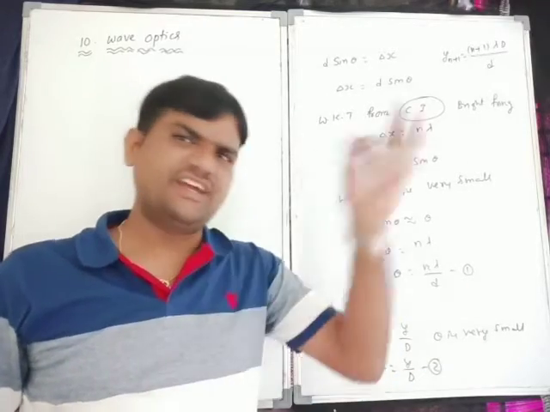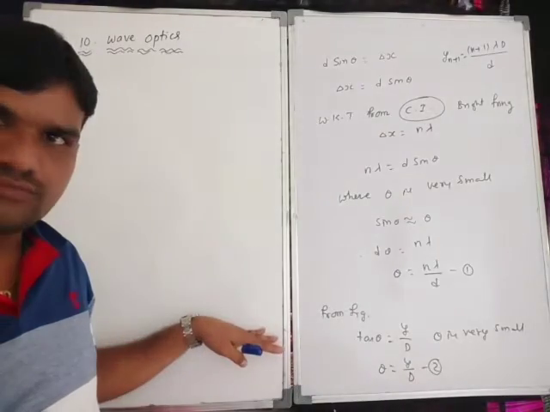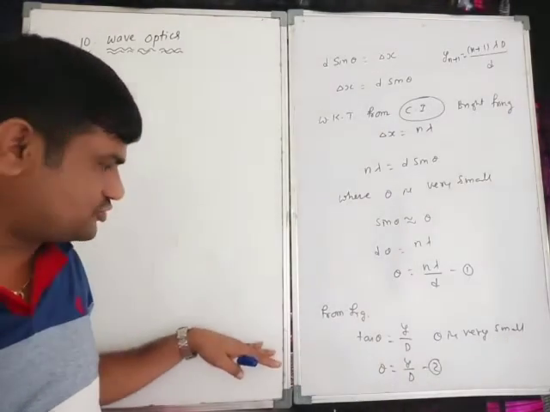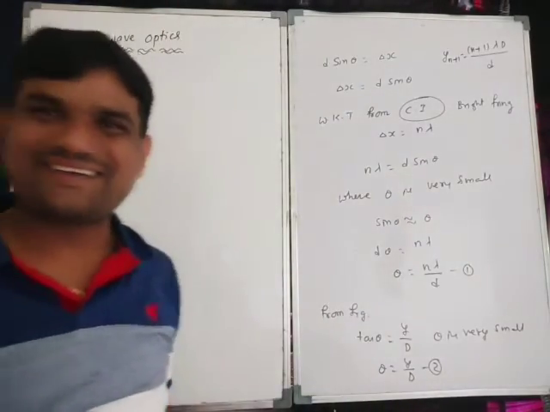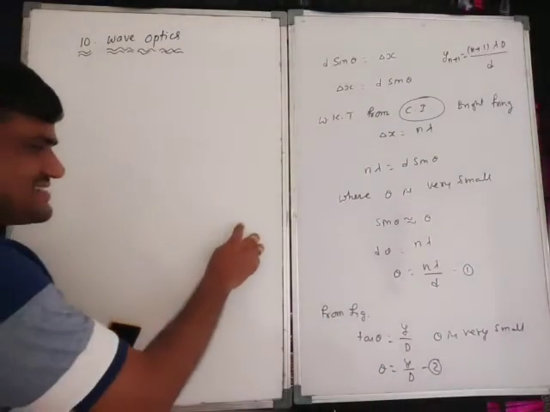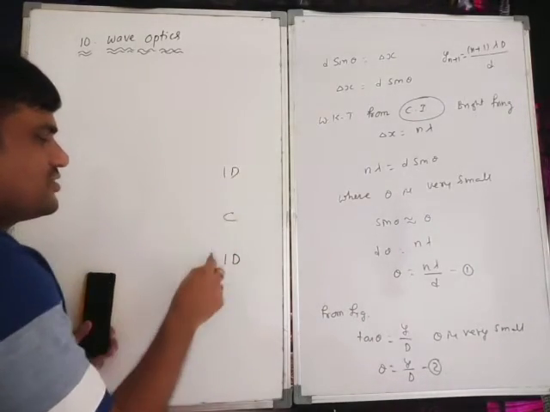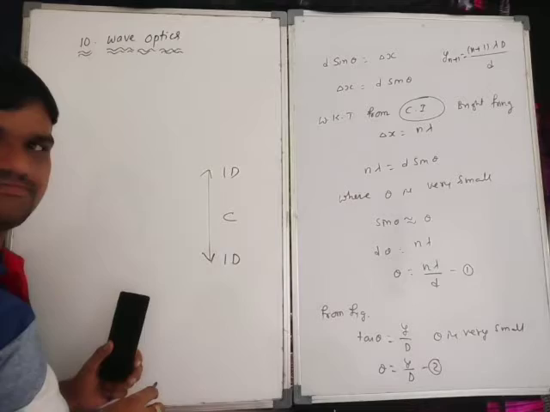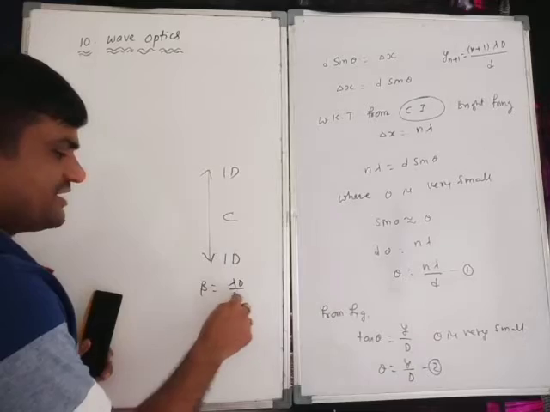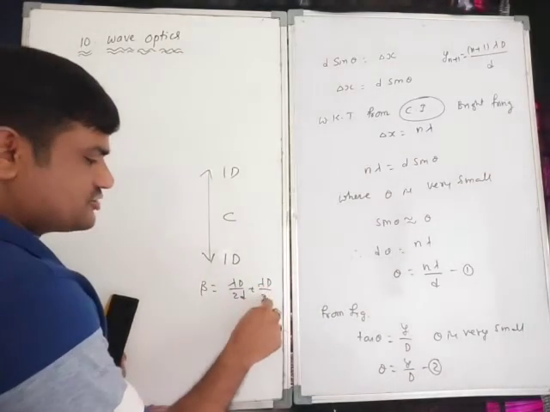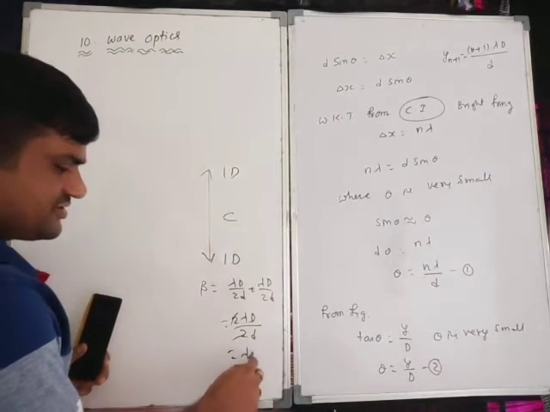Sometimes in problems, the distance between the first dark down to the second dark up, we can add it only. Correct or not? So this is the central bright, this is the first dark. From here the distance is how much? So beta is equal to lambda D by 2d plus lambda D by 2d, so 2 lambda D by 2d, which is lambda D by d.